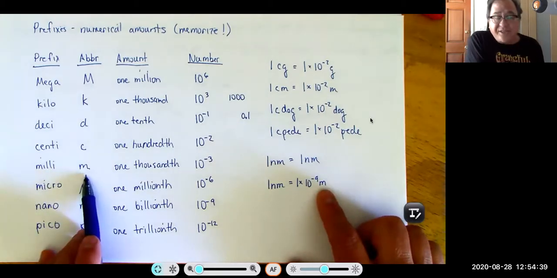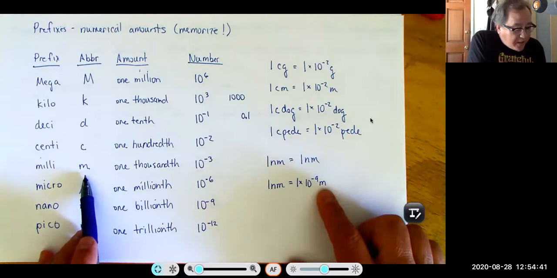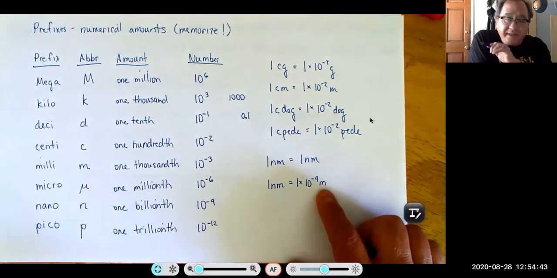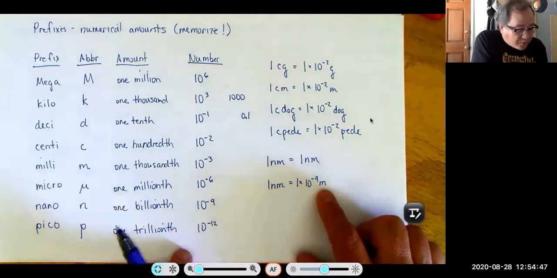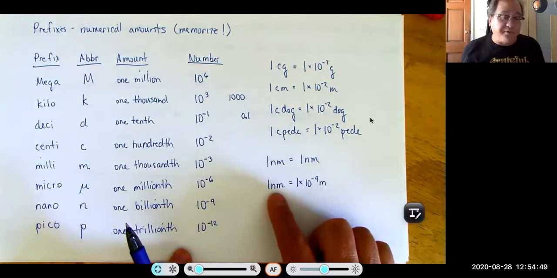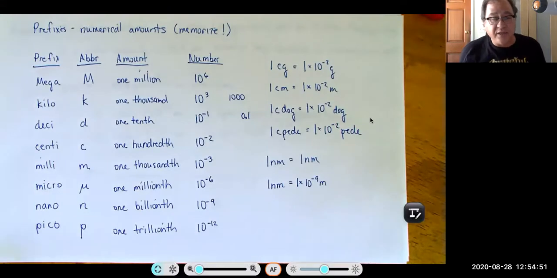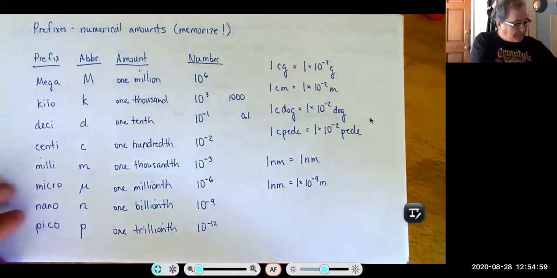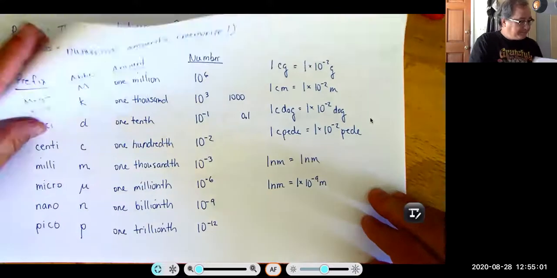And the answer is simple. When you have a letter by itself, it's a unit, not a prefix. When you have a letter with another letter, one of them's a prefix, the other's the unit, you always begin with the prefix, hence before, prefix, okay? All right, so make sure you memorize these.